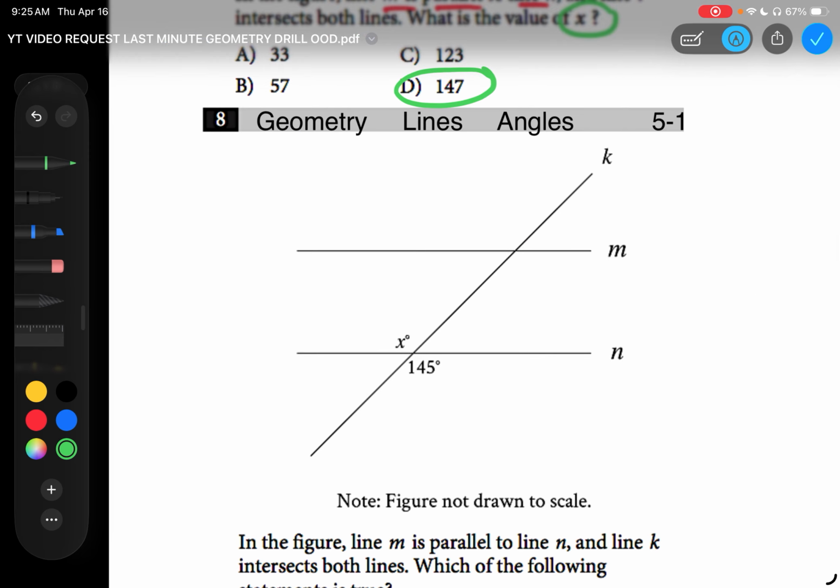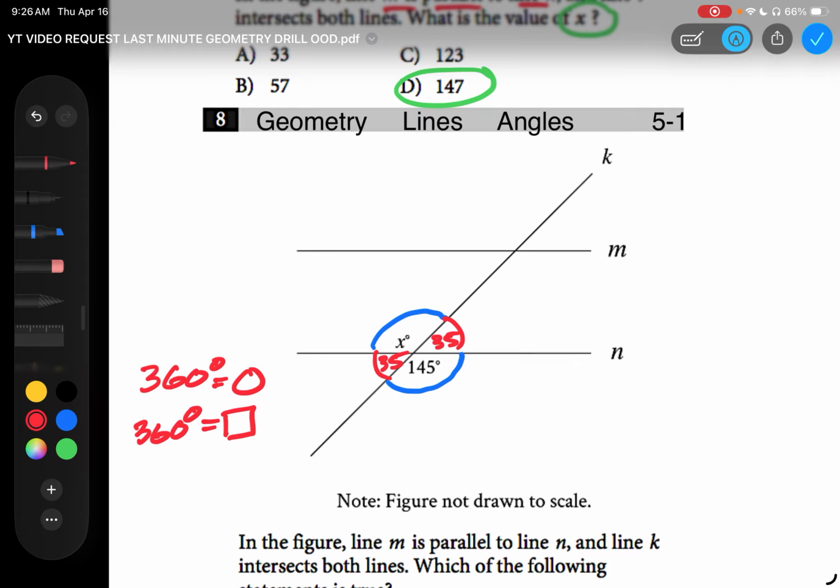Question number 8 deals with the same thing. I'm going to look at the image first. I see that's X degrees, which must be equal to 145 degrees. If I needed to figure out what these two are, what's 180 minus 145? It's going to be 35 degrees there, and 35 degrees there. If I connected the blue angles and the red angles all together, I know it's going to combine to create 360 degrees. Why? Because a circle has 360 degrees, but don't forget any four-sided figure also has 360 degrees, which will come up later.